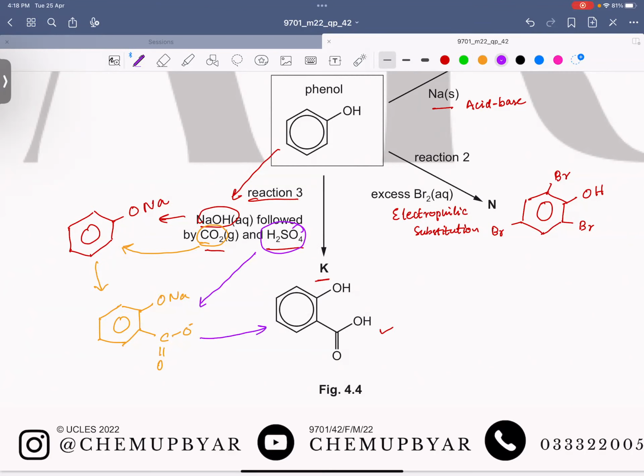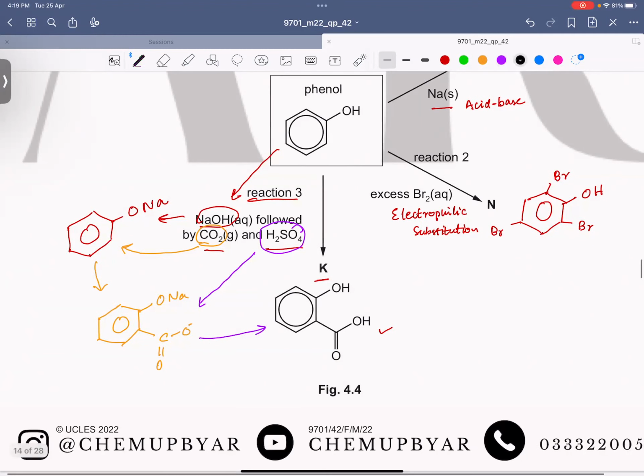Is this understandable? So see, we have two groups in K. So there are actually three reactions occurring. First one, this one with NaOH, it's an acid-base reaction. Then when we added carbon dioxide, it is electrophilic substitution, and then when we added sulfuric acid, again it's an acid-base reaction. So here we have added NaOH, then we have added carbon dioxide, and then we have added sulfuric acid over here. Okay, so they are asking why it is a stronger acid than the phenol.